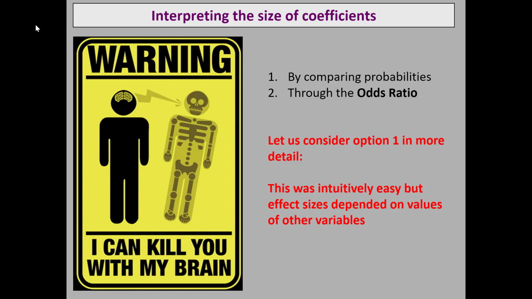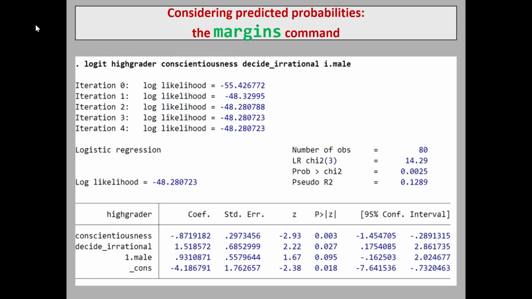Okay, then the only thing that I said about these probabilities, if I remember correctly, is just that this issue is there, but not how you can get a feel for what's going on there. And there is an actual command for that. It's called the margins command.